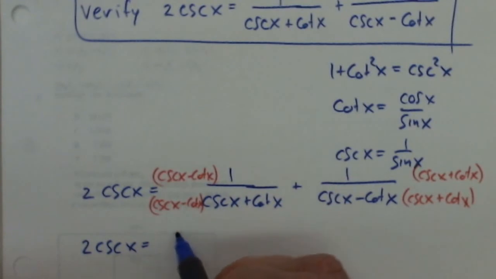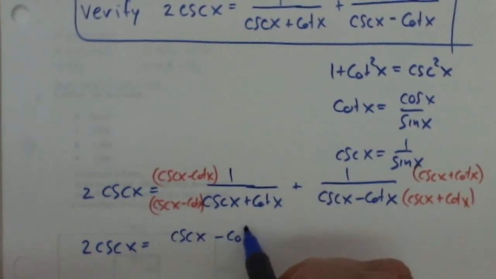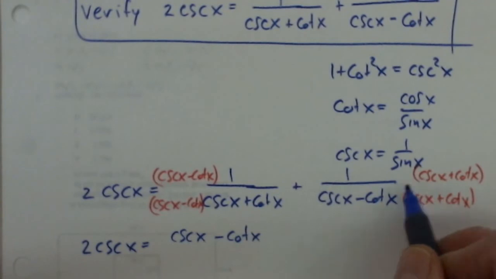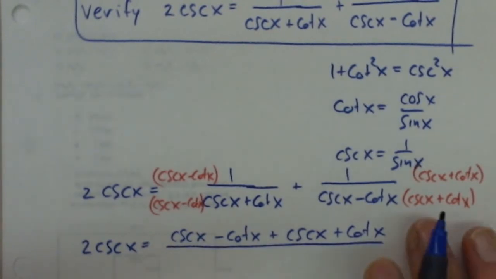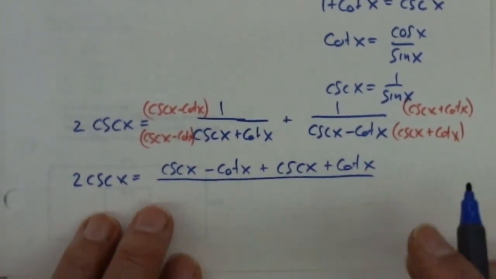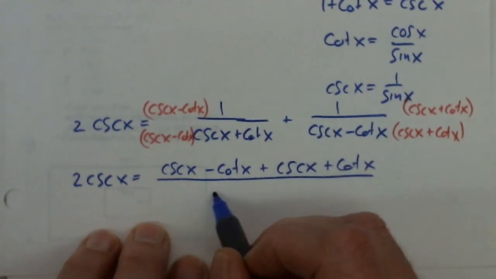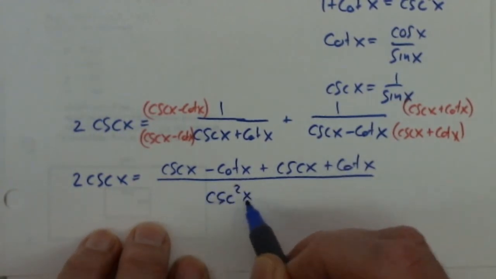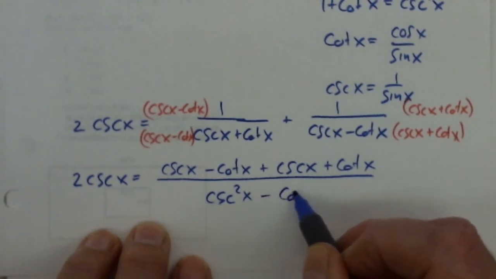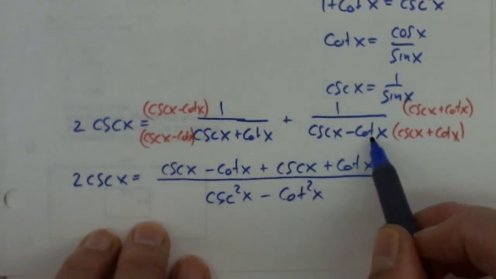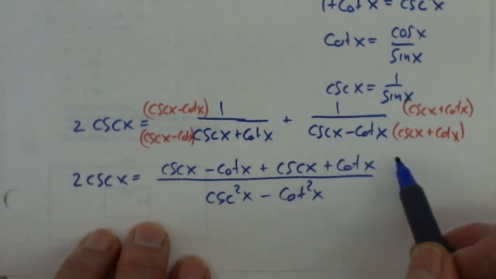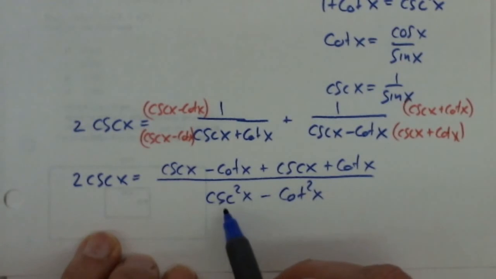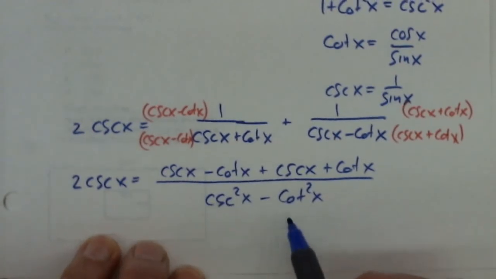So we'll have that in the numerator. Then we're going to have this in the other numerator. And in the denominator will be cosecant squared. It'll have a minus cotangent squared. And then the middle term will cancel because we have a negative cotangent cosecant, positive cotangent cosecant, so that middle term is gone. Cosecant squared minus cotangent squared.